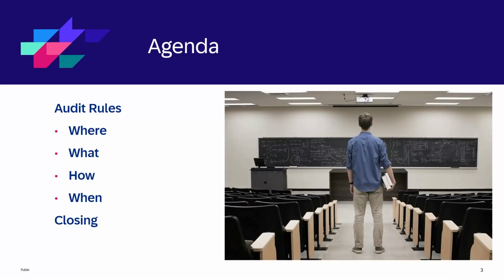And that's what we're going to do in this session today. We're going to walk you through all the basics of how to create an audit rule. So where can you find them? What do they do? How can you configure them? And when do you want to use them? And then we're going to sprinkle in some polls and have some time at the end. As we wrap up, we'll go ahead and do some of those housekeeping slides.